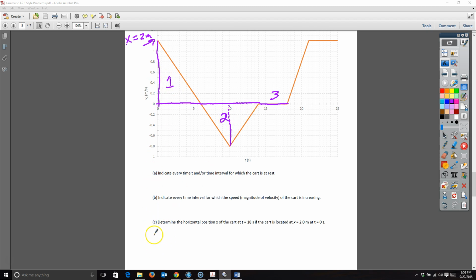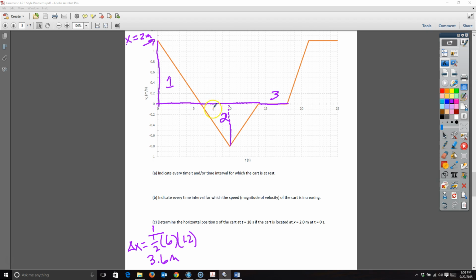Let's look at triangle 1 first. We want the area of that triangle, so the change of position is just the area of the triangle, which would be 1/2 times 6, that would be the base, times the height, which would be 1.2. If you do that math, you get 3.6 meters. So we know it traveled 3.6 meters here.